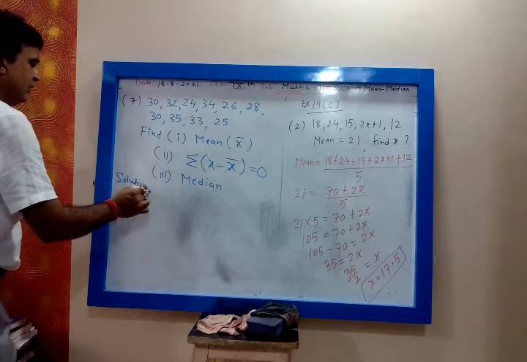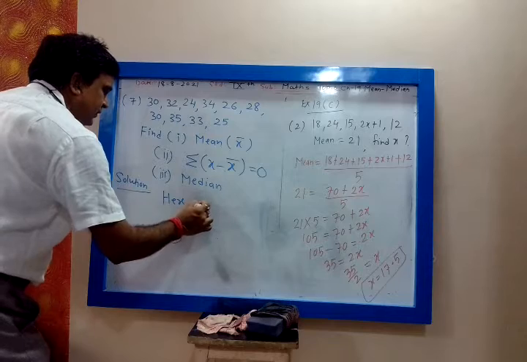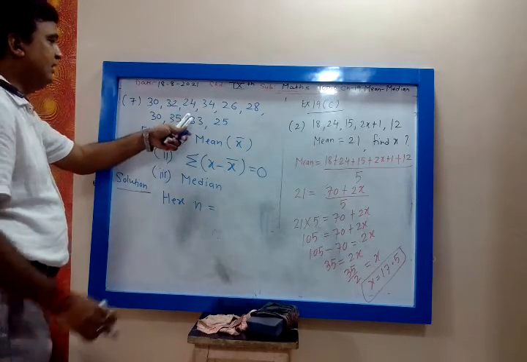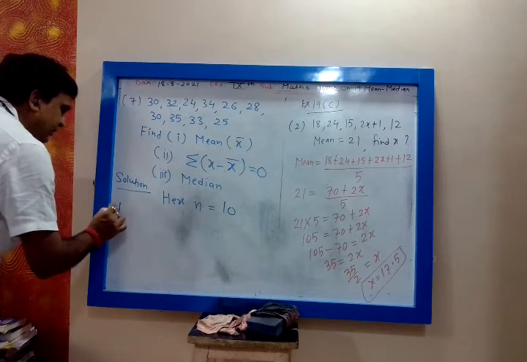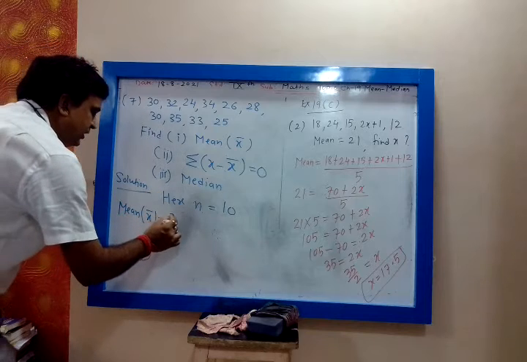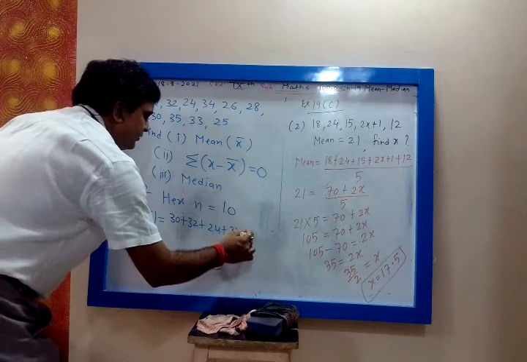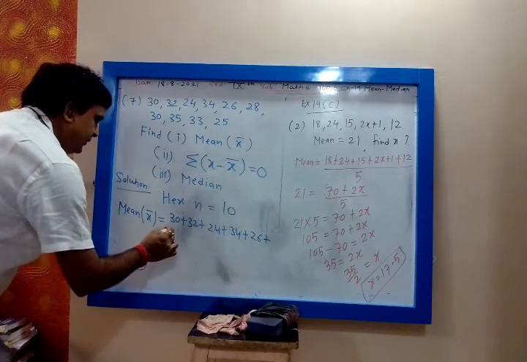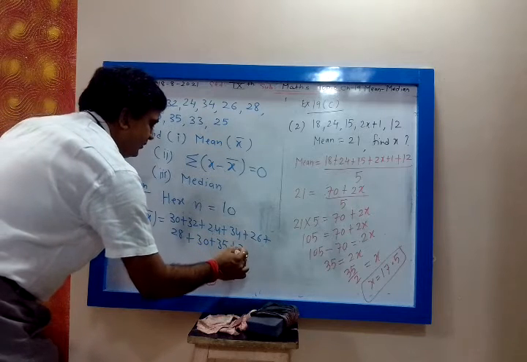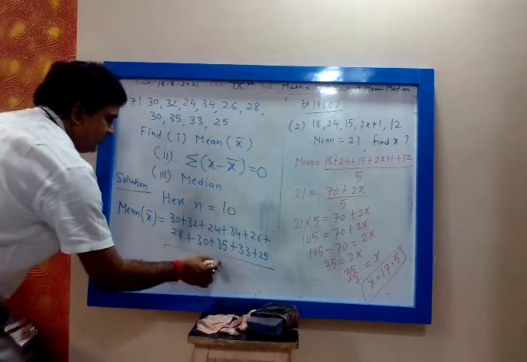Solution. So for mean value there is no need to arrange the data in ascending order. So here n is, how many observations are given? 1, 2, 3, 4, 5, 6, 7, 8, 9, 10. So now let us find mean value. X bar: we add all the values 30 plus 32 plus 24 plus 34 plus 26 plus 28 plus 30 plus 35 plus 33 plus 25, and divide by the total number of values given, 10.